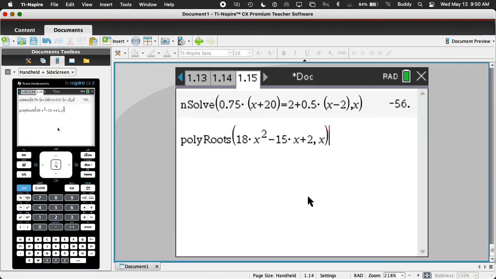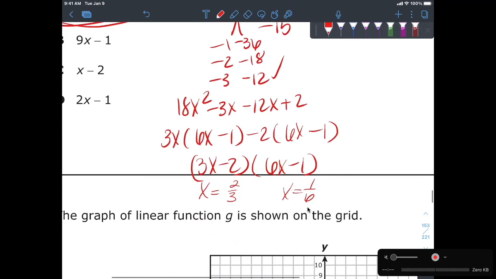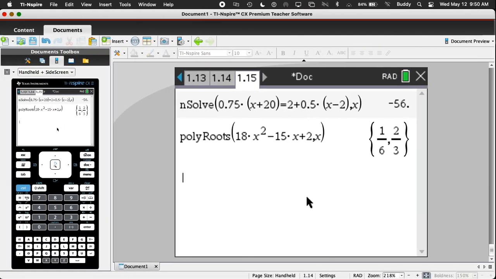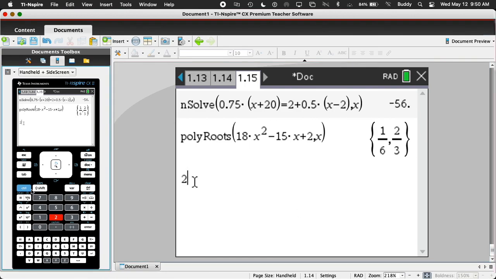And whenever I tested it, I got exactly the same thing as I got here. That 2/3, 1 over 6. I could also just run a test. So I'll go ahead and store 2 as my x value. Now I can go ahead and type in my original equations. And don't forget to put your multiplier between them because sometimes it gets a little bit confused.